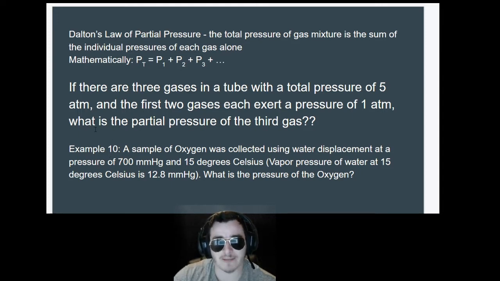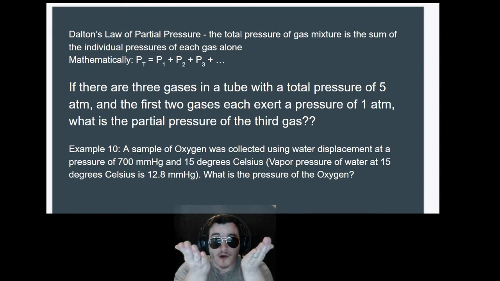Example 10. A sample of oxygen was collected using water displacement at a pressure of 700 millimeters mercury and at 15 degrees Celsius. This simply means that the gas was produced with a reaction inside a vessel of water. What's important here is that the total pressure, 700 millimeters mercury, is a sum of the gas that we're looking for and the water that it is in.